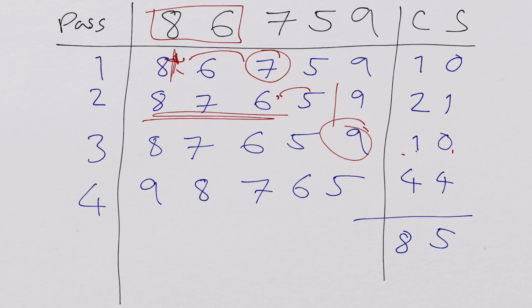Just a couple of points to point out. That if this was the first pass, well, the original list is obviously going to be at 8 and 6, or actually these 2 could have been the other way around, which would have given you 1 swap there. But in our case, it's not.